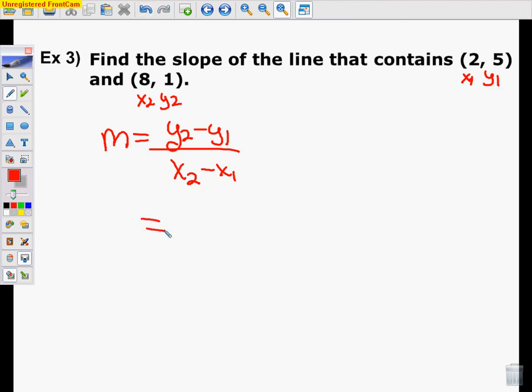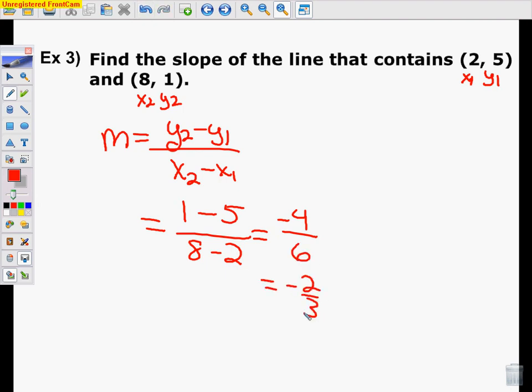So from there, you could just plug in your points. So we know y2 is 1. We know y1 is 5. We know x2 is 8. And we know x1 is 2. So now we can just simplify. 1 minus 5, that's negative 4. 8 minus 2, that's positive 6. So that reduces down to negative 2/3, which will be the slope of that line. And also we can tell that this would be a line that's falling because it's a negative slope.